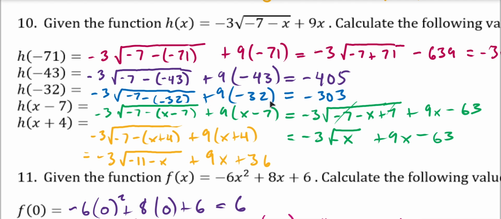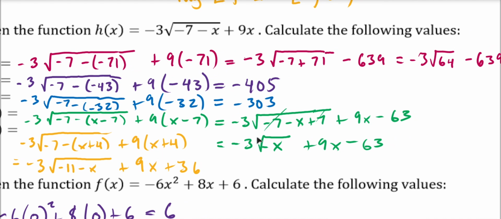If I plug in -32, I get -303. And here we have something a little different. Now we have an expression x minus 7. The entire expression x minus 7 needs to be put in wherever we see an x. So when I put that in, I'll have to distribute my negative sign.